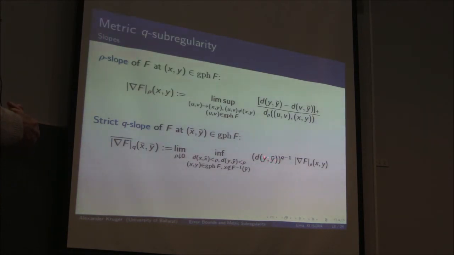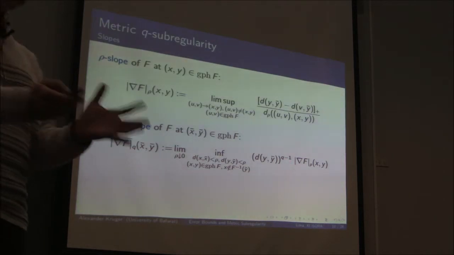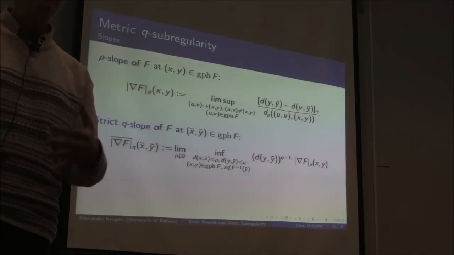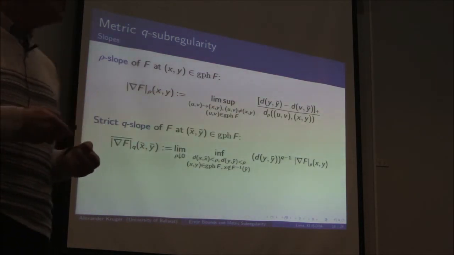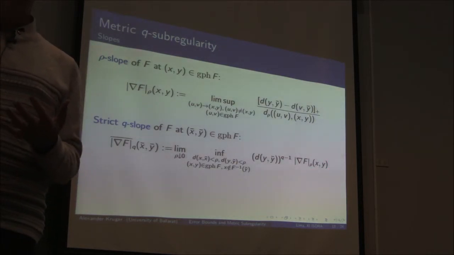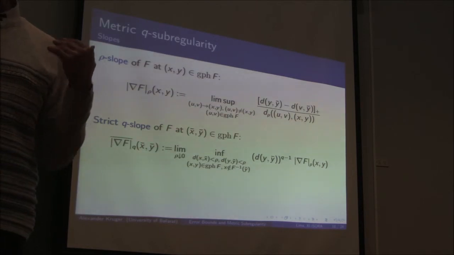if y goes to y bar, this goes to 0, but Q minus 1 is less than 0. So this is actually in the denominator. We have something going to 0 in the denominator. This means that we can allow this thing to go to 0 as well. So this is an extension and it can work.